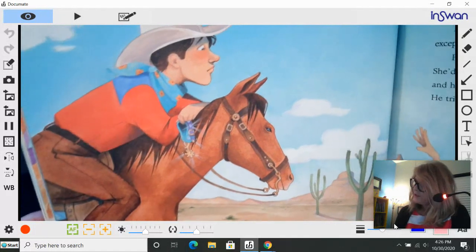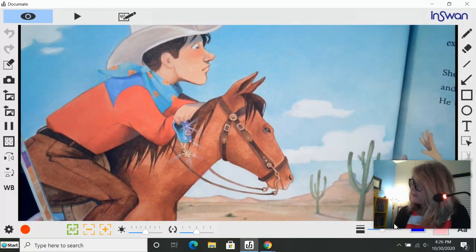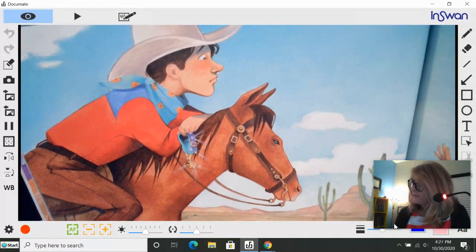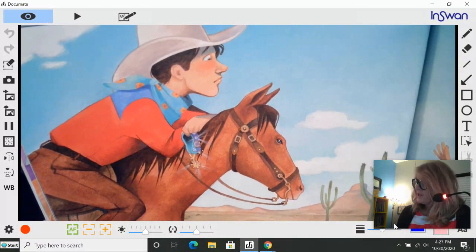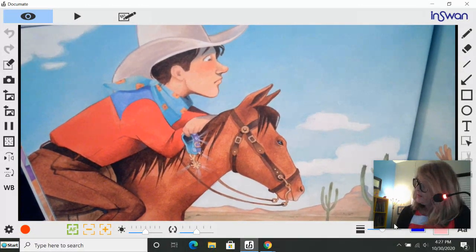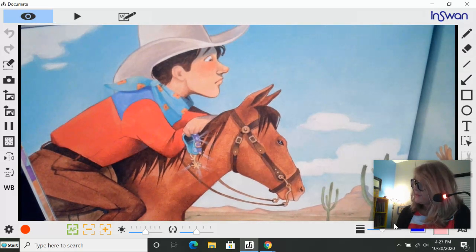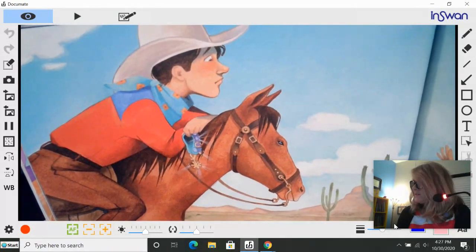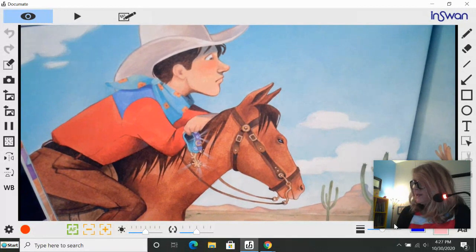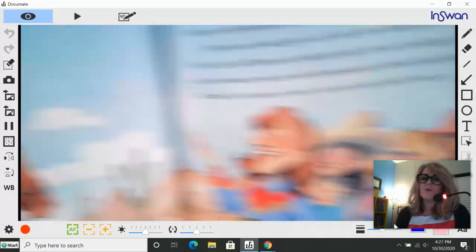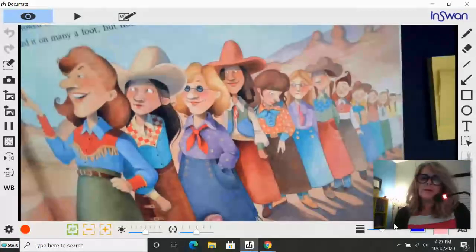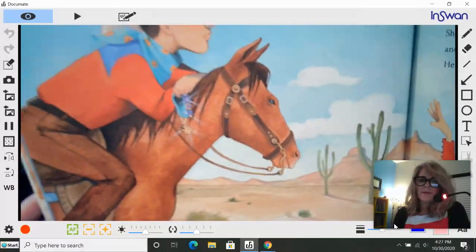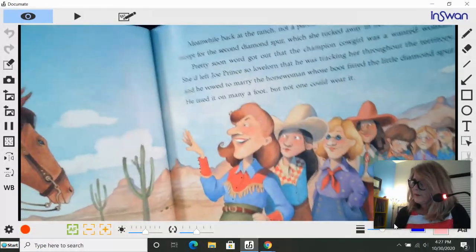Meanwhile, back at the ranch, not a particle remained of Cindy's gorgeous outfit, except for the second diamond spur, which she tucked away in her hip pocket. Pretty soon word got out that the champion cowgirl was a wanted woman. She'd left Joe Prince so lovelorn that he was tracking her throughout the territory, and he vowed to marry the horsewoman whose boot fitted the little diamond spur. He tried it on many a foot, but not one could wear it. So here's all the ladies lined up to try it on, but not one of them could wear it.